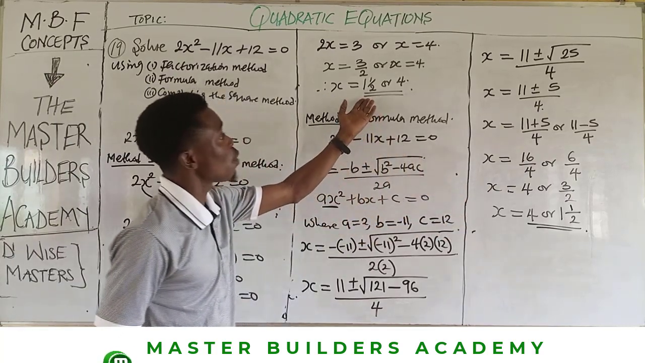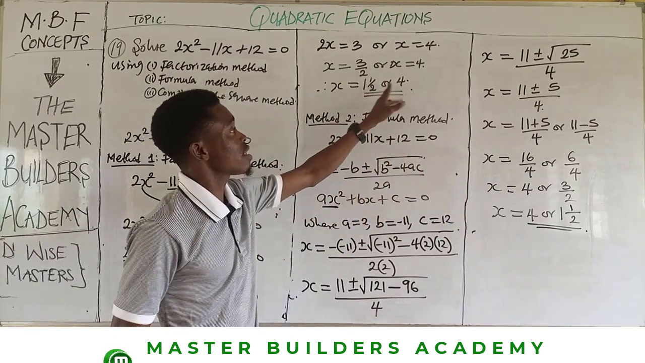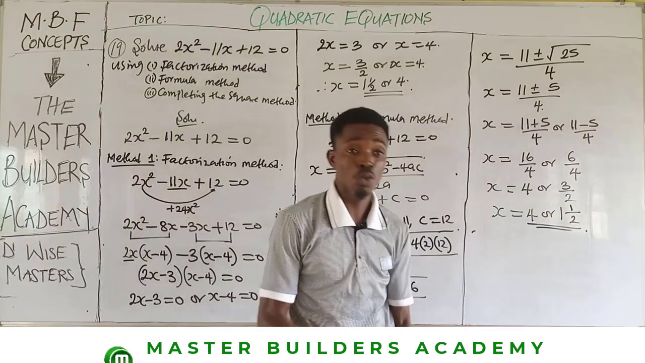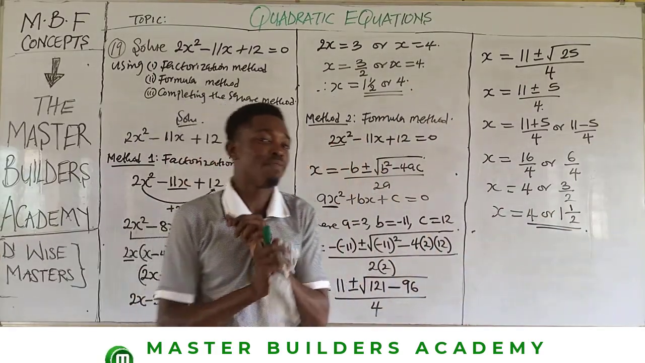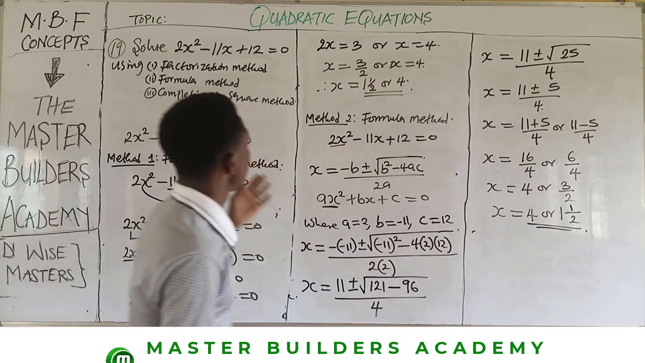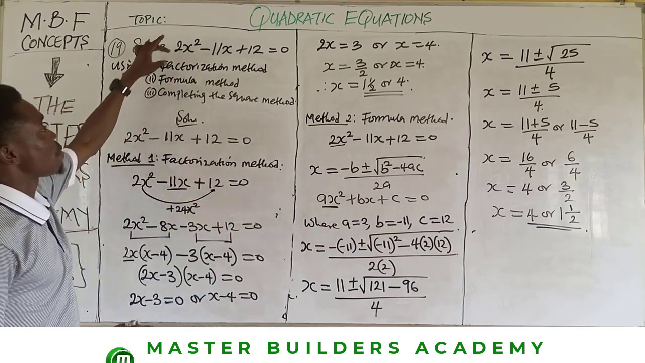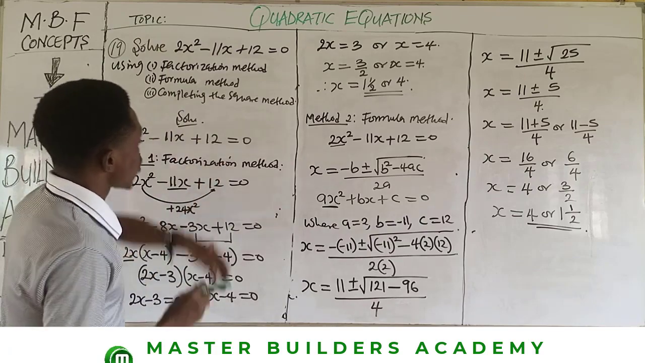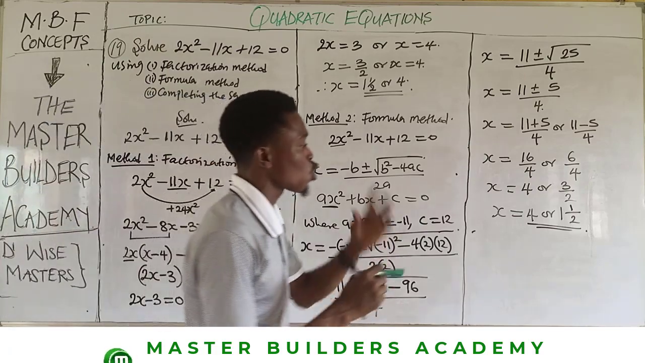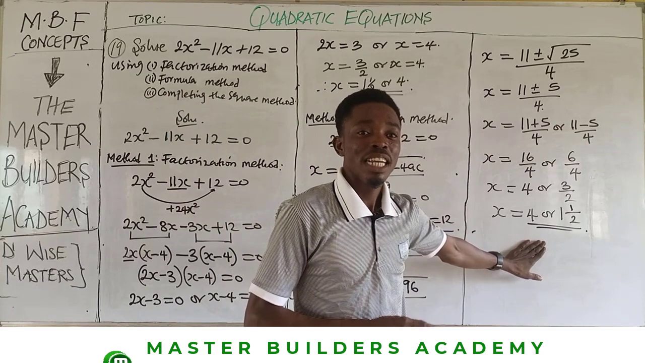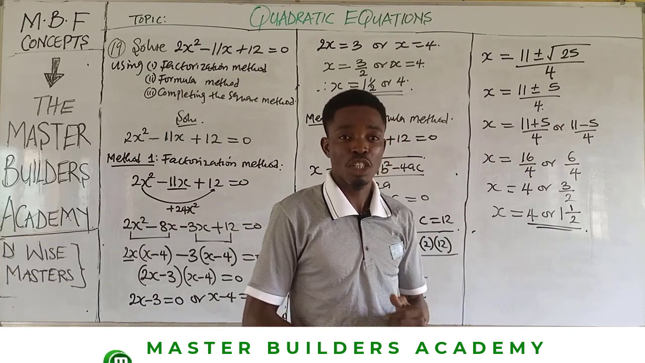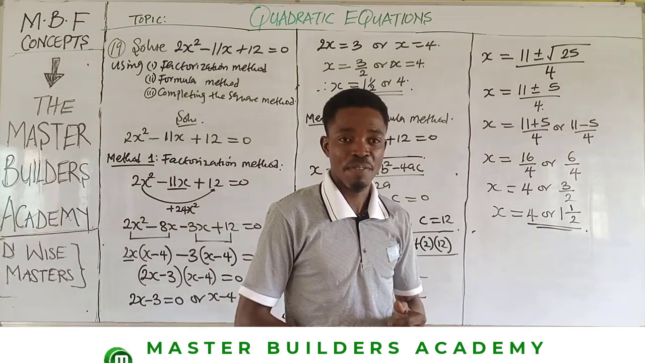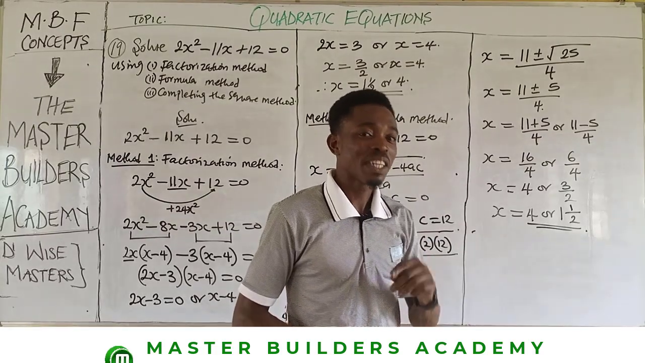So, is there any difference? No. Anyone can come first. First, second. 4 or 1 over 2, 1 over 2 or 4. So we have validated that this question can be solved using formula method and factorization method. Now let's quickly look at the method of completing the square, whether that method will also give us the same result that formula method and factorization method give.